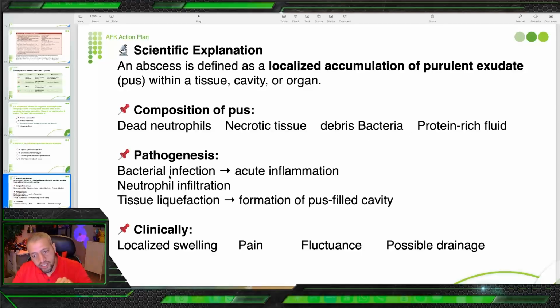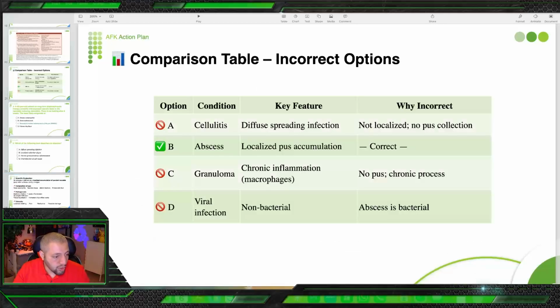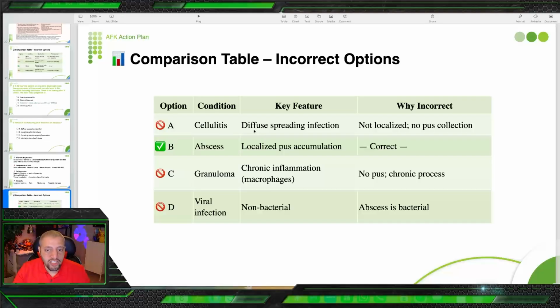We said bacterial infection, acute inflammation. You then deal with neutrophils. Neutrophils liquefy the tissue, ending up with a pus-filled cavity. Clinically, you will have swelling and pain, fluctuance, and sometimes drainage, which you call a fistula, parulis, or gumboil, whatever you want to call it, but this is how it happens inside the oral cavity. Okay, the first definition, diffuse spreading, is cellulitis.